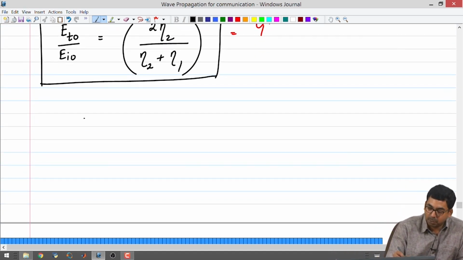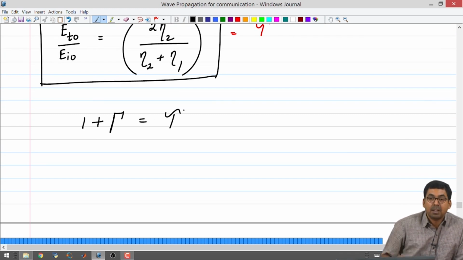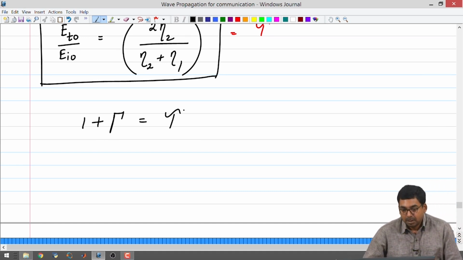So, it will look like 1 plus gamma is tau. Now, this raises some important questions. 1 plus gamma is tau. 1 plus some quantity is your transmitted electric field.